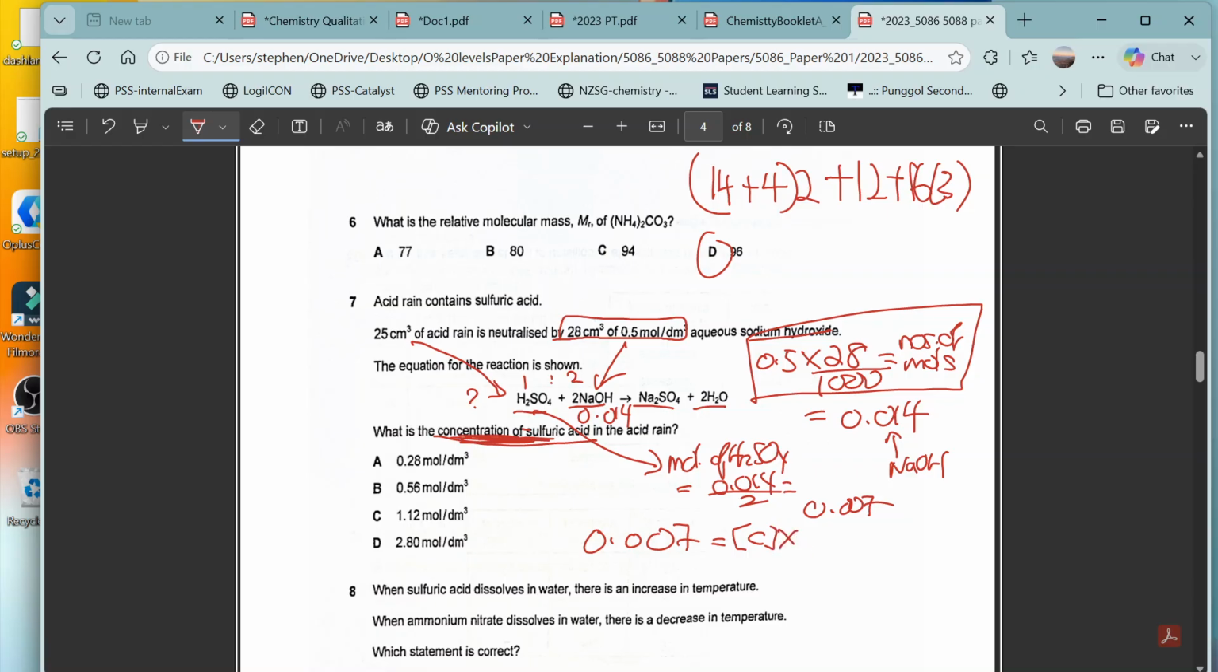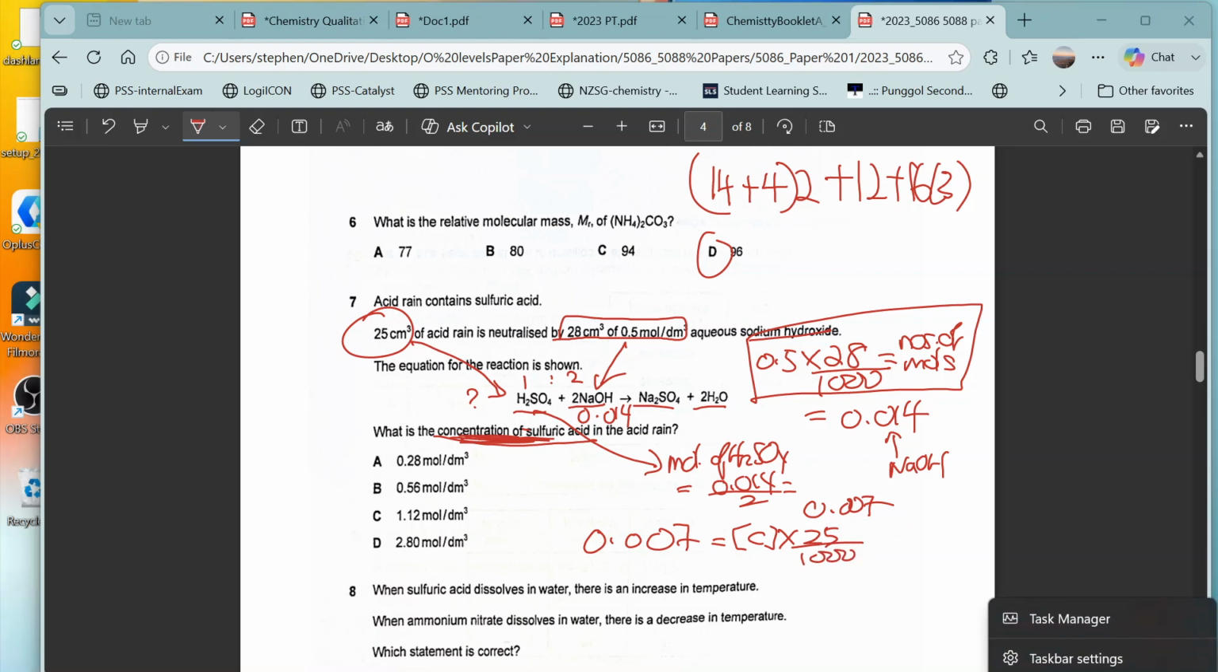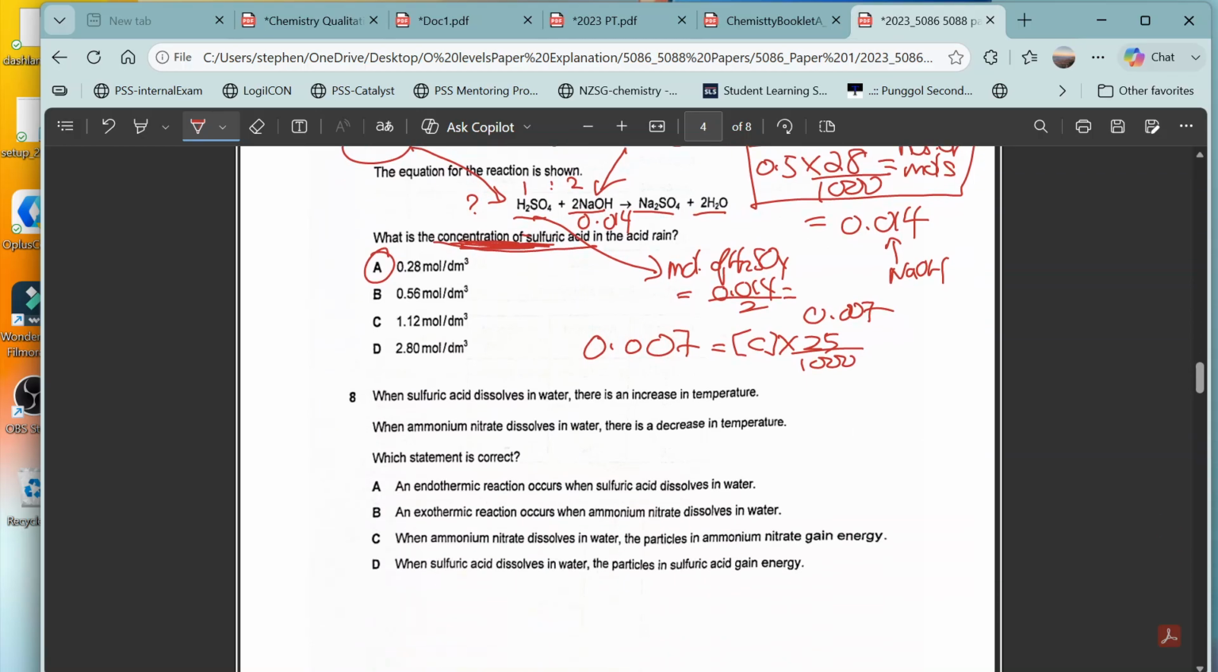Then I multiply by the volume that I use. So what is the volume of acid that's used? Not the volume of the sodium hydroxide, isn't it 25? Remember to change it to the MQ. And if you solve this, I think the answer is A. Okay, take some time to revise this question again. Play back the video if you need to.